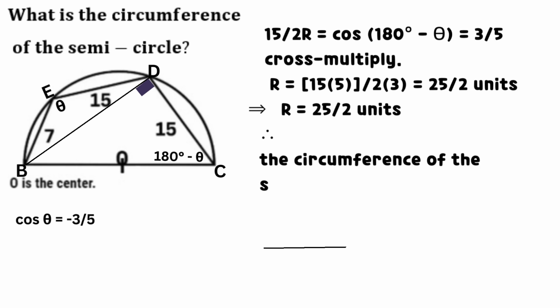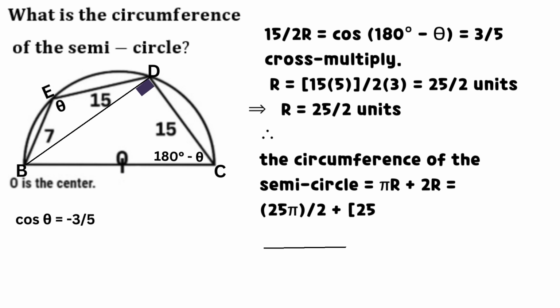Cross multiply and we have that r equals half of 25 in units. After simplification of values, therefore, the circumference of the semicircle equals the sum of the product of pi and r and 2 times r, which equals half of the product of 25 and the sum of pi and 2, in units.